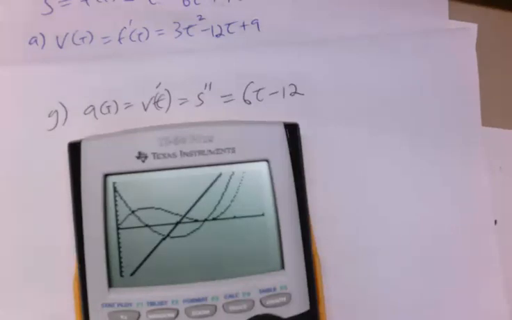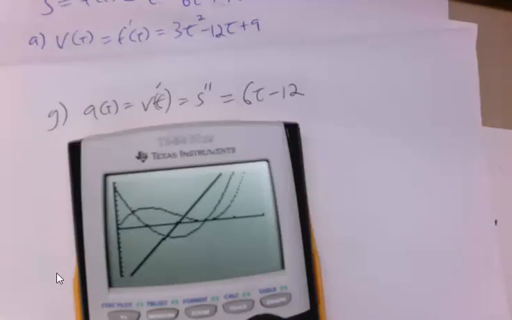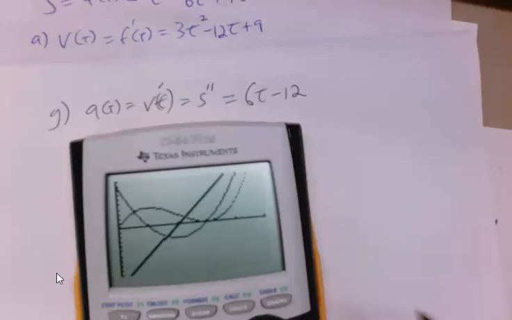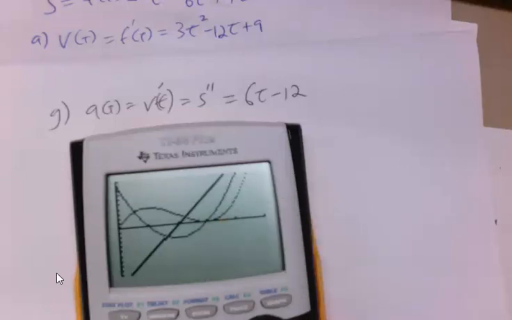Okay, and the next question is, when is the particle speeding up and when is it slowing down? So here's a concept question. The particle speeding up doesn't mean positive velocity. That's different. That just means the particle is moving forward. The particle speeding up would mean the velocity is positive and the acceleration is positive, or the velocity is negative and the acceleration is negative.